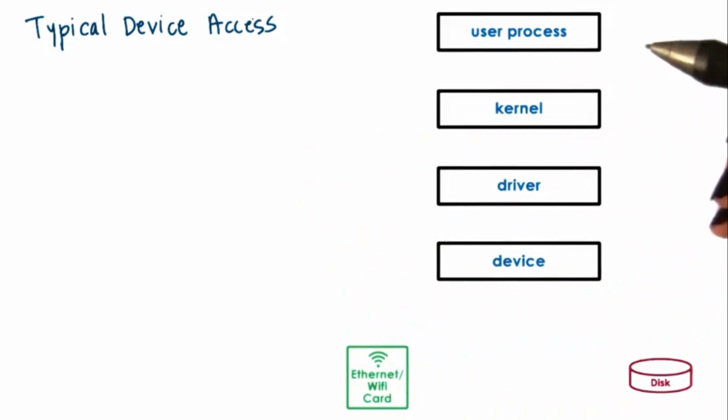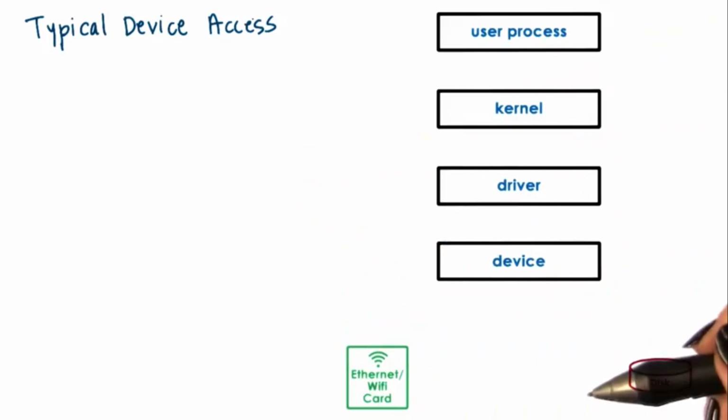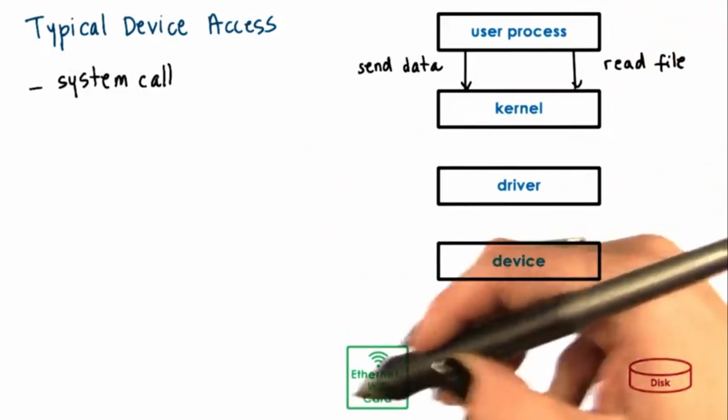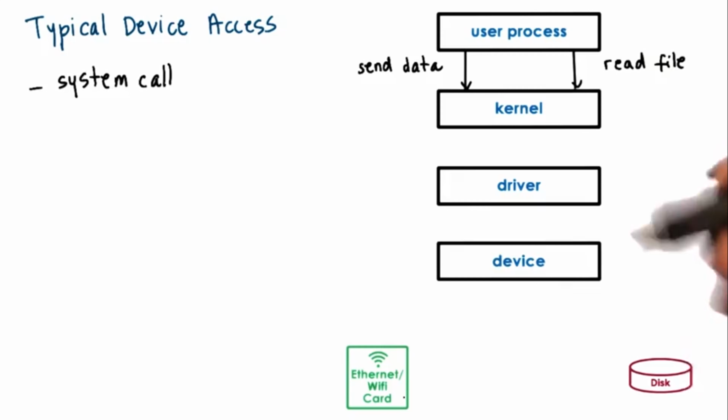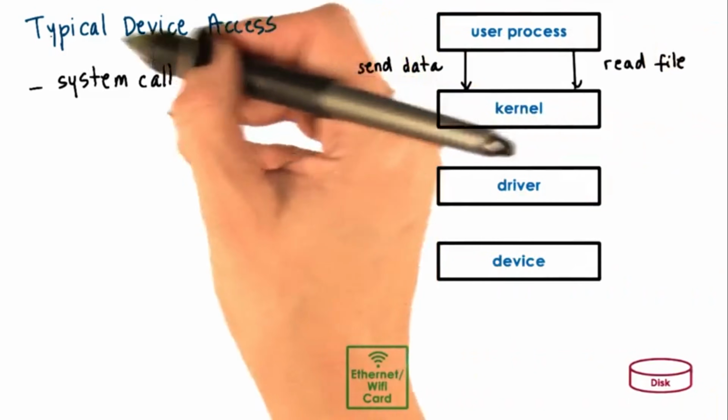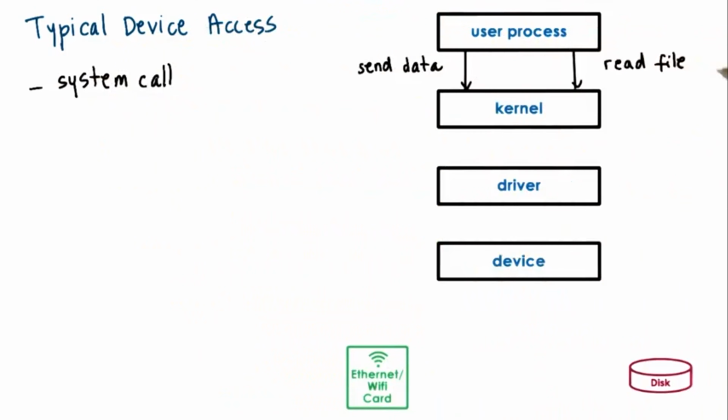Typical ways in which user processes interact with a device are as follows. A process needs to perform an operation that requires access to a hardware device, for instance, to perform a send operation to transmit a network packet or to read a file from disk. The process will perform a system call in which it will specify the appropriate operation. With this, the process is requesting this operation from the operating system, from the kernel.